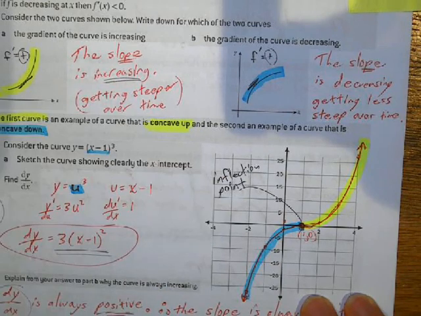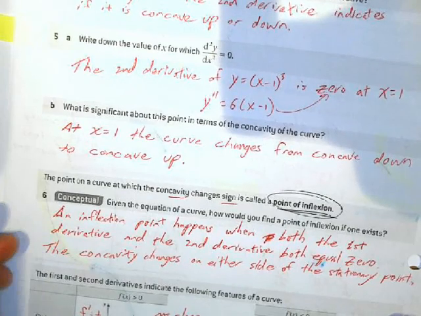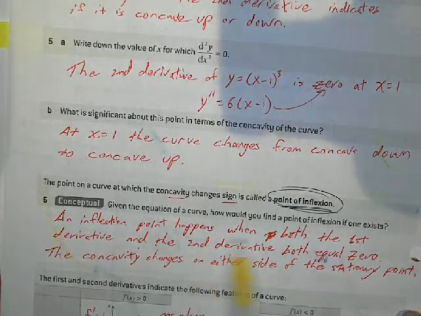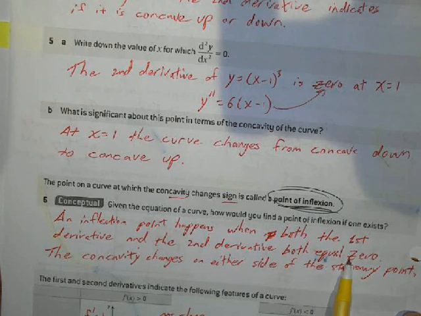Okay, I'm going to give you a handout a little later on with the definitions and words that are very important to help us remember. Okay, so an inflection point is when the first derivative and second derivative both are equal to 0.